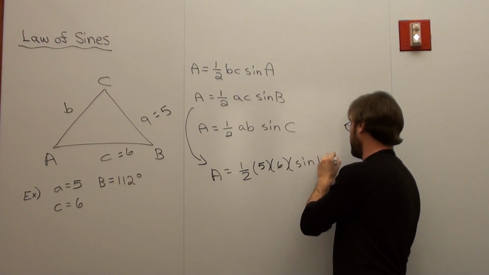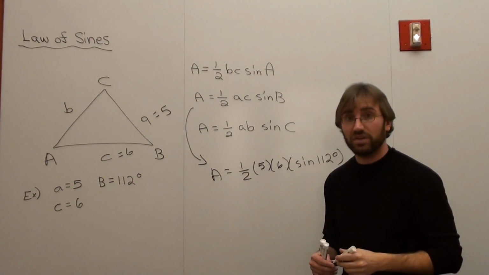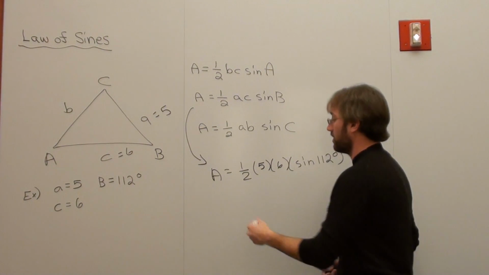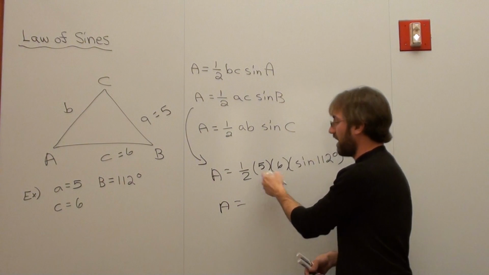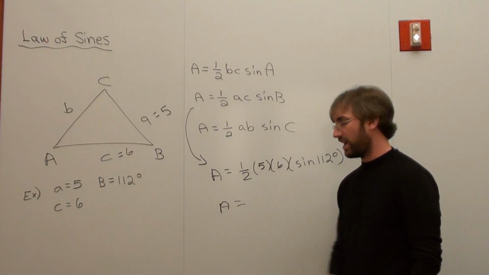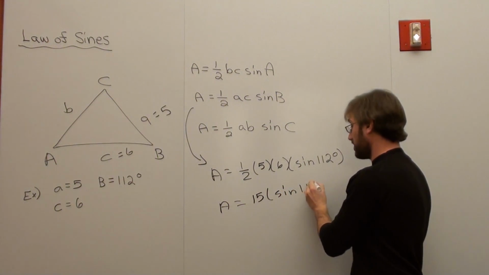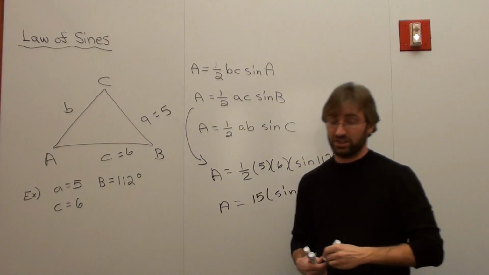of 112. I don't know what the sine of 112 is off the top of my head, but I know that it's less than 1 and it's positive. So area equals 5 times 6, which is 30, times 1/2, which is 15, times the sine of 112, which I still don't know. So I actually have to plug that into my calculator.